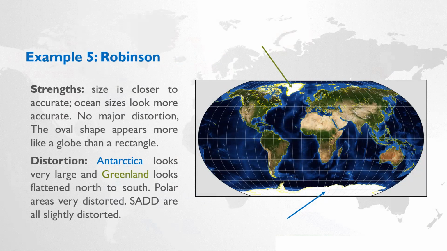But there are distortions, of course. Antarctica looks very large. Greenland looks flattened, north to south. And the polar areas are very distorted. What's interesting about the Robinson projection is that all of them are distorted: the size, area, distance, and direction are all distorted.